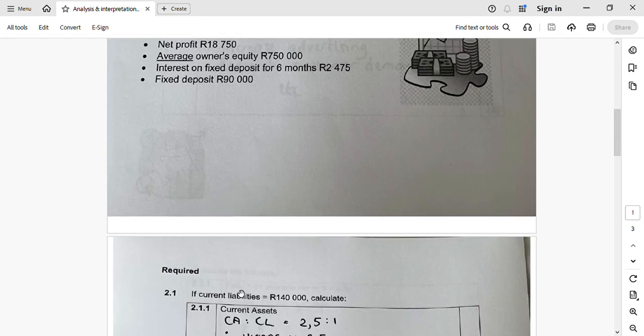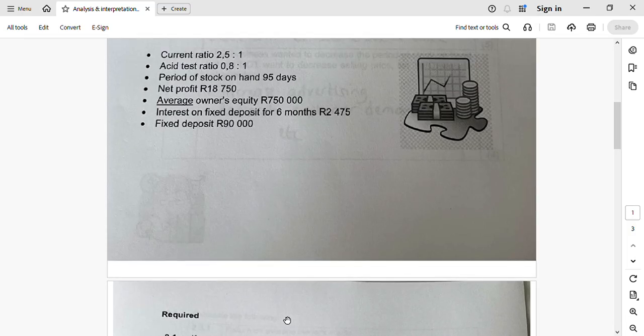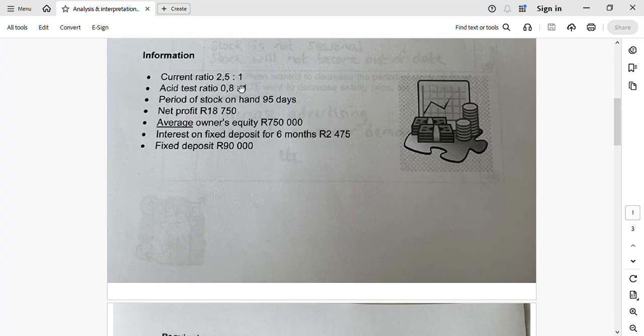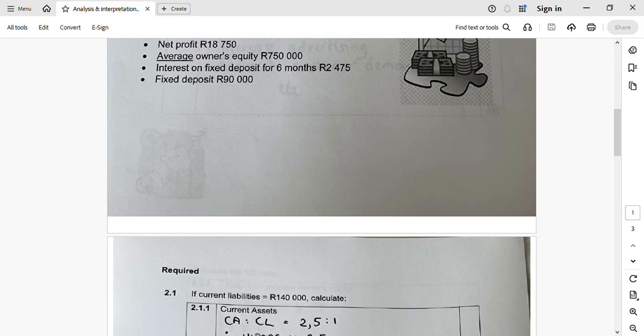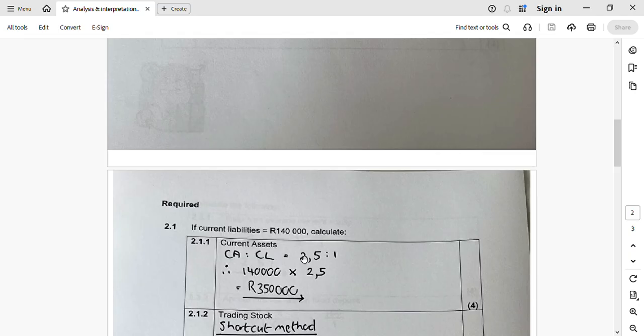Right, the first question. If current liabilities is 140,000, you need to calculate current assets. You need to look for a formula that's got the current assets and current liabilities in it, and that's obviously your current ratio here, which is 2.5:1. So the 2.5:1, your current liabilities are 140,000, so you multiply by 2.5 and you get 350,000.